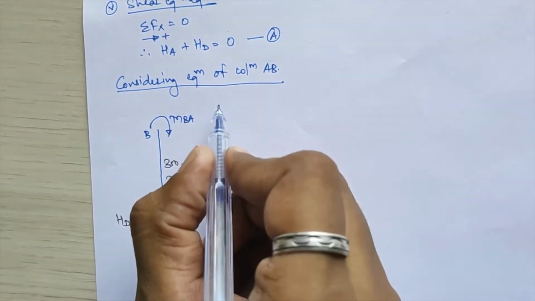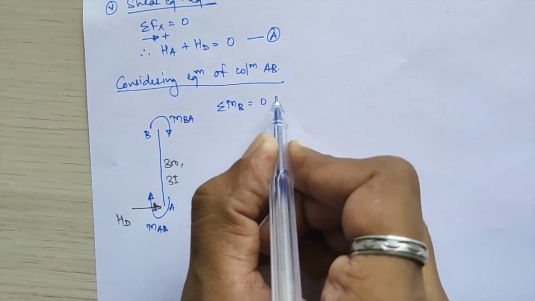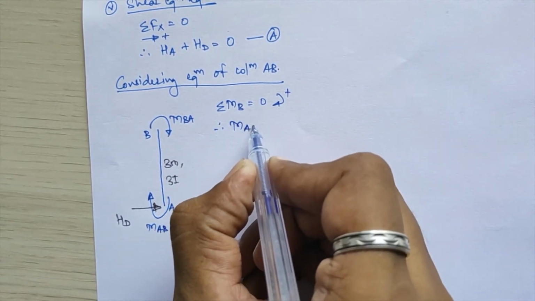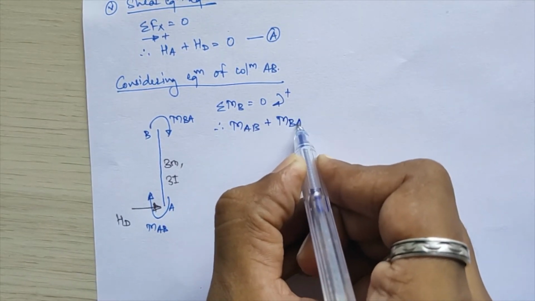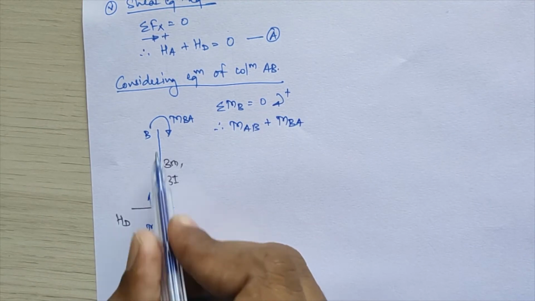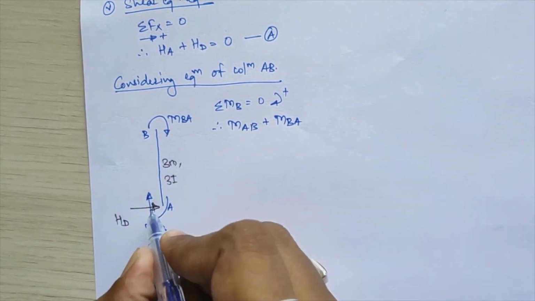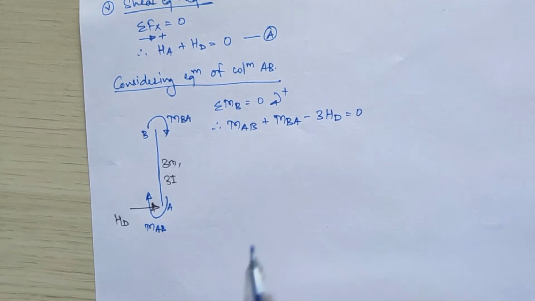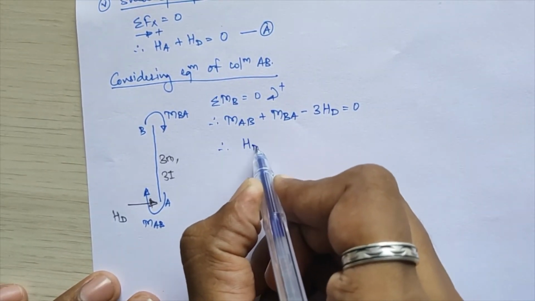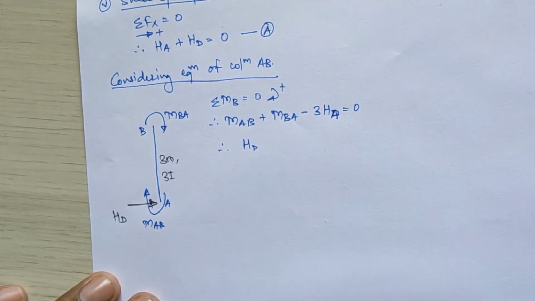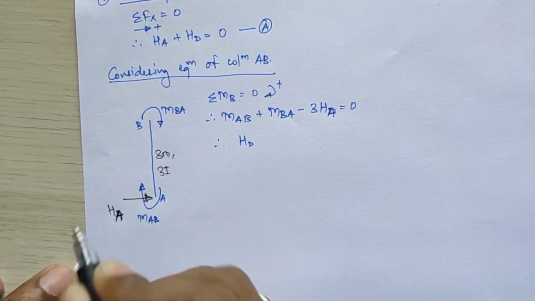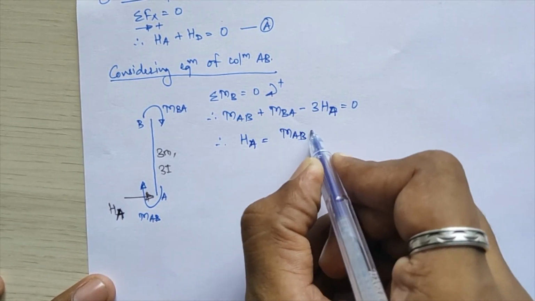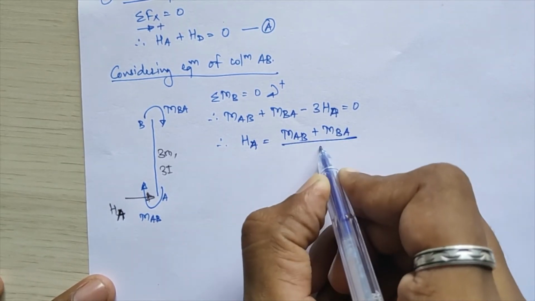Okay, so what I'll do, I'll take summation of moment at B equal to 0, treating clockwise moments as positive. So what I'll get from this is MAB plus MBA, right? Moment of this HA along joint B will be HA into lever arm, which is 3, and that will be anti-clockwise, so 3 times HA is equal to 0. Sorry, this is HA over here, a mistake, correct this. So HA, I'm getting as MAB plus MBA divided by 3.